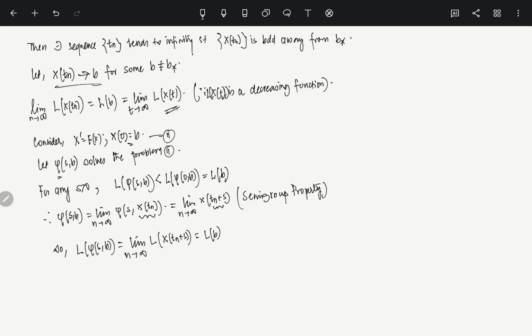Because of this, we can write it like this. Is it okay? But you see, this actually contradicts this one, right? L of phi of s, b is strictly less than L of b, and here I am showing that L of phi of s, b is equal to L of b. So that's a contradiction.